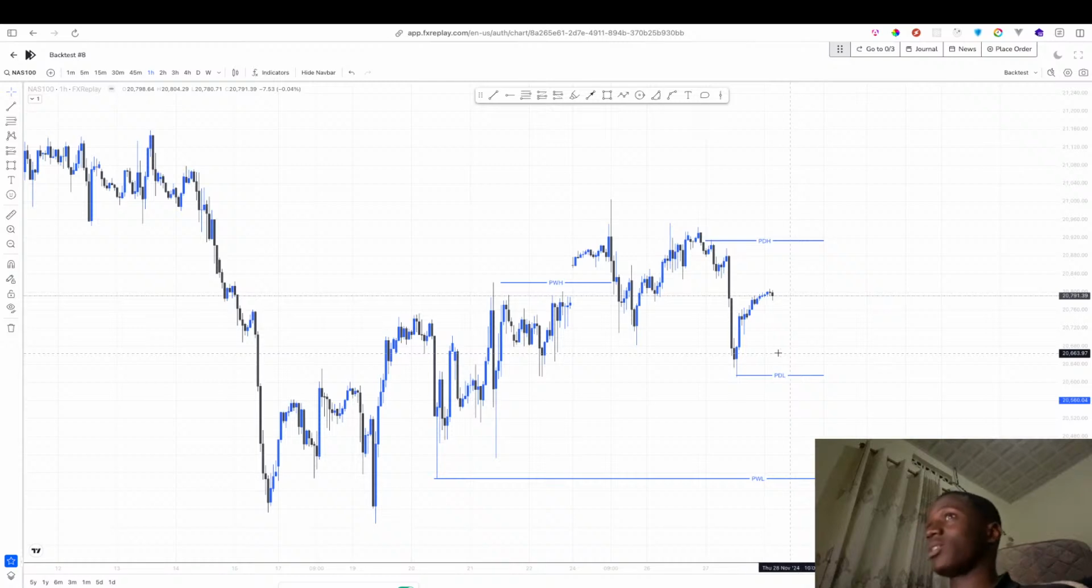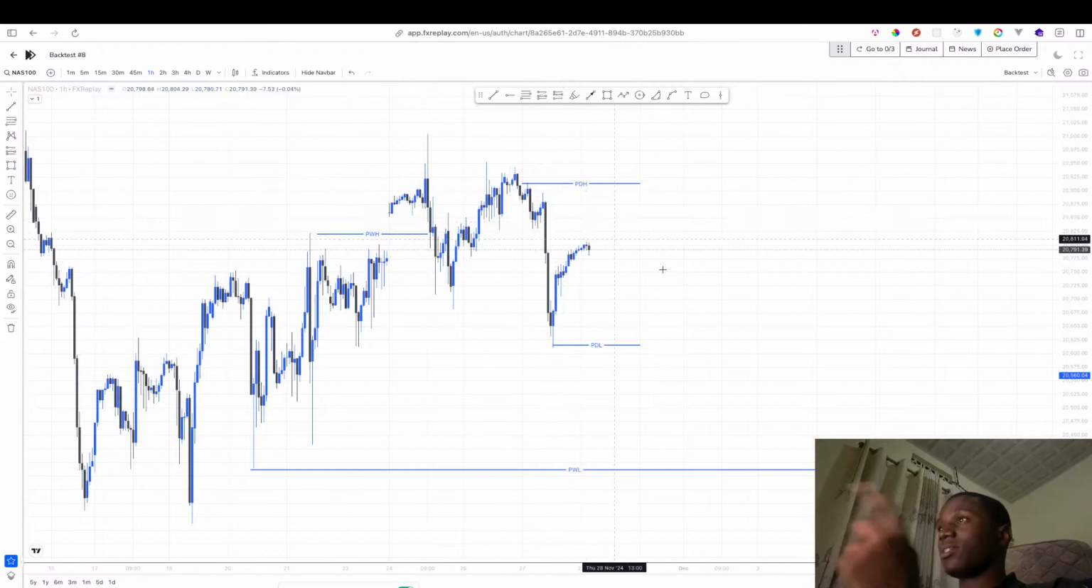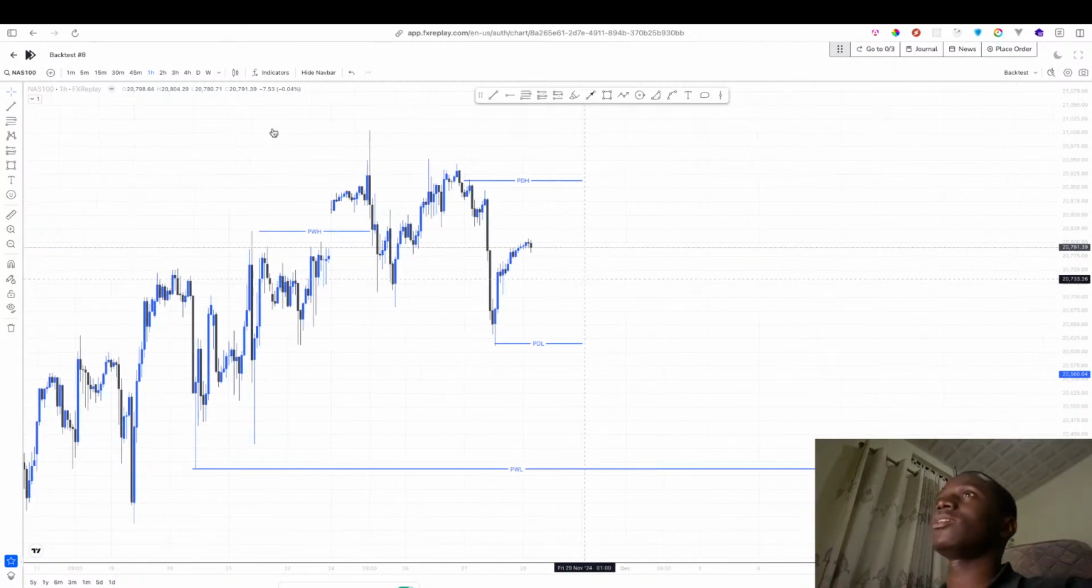Why would the market go up? First of all, the reason the market will go down is to target this liquidity or this one, and the reason it will go up is to target all this liquidity resting on these highs. But let's see what the market does.